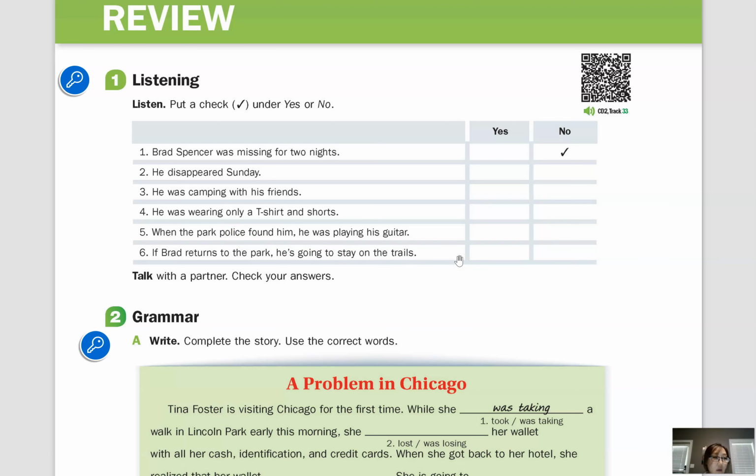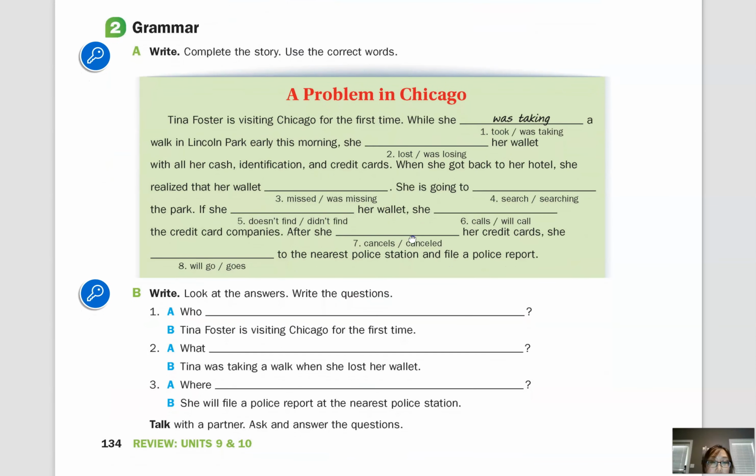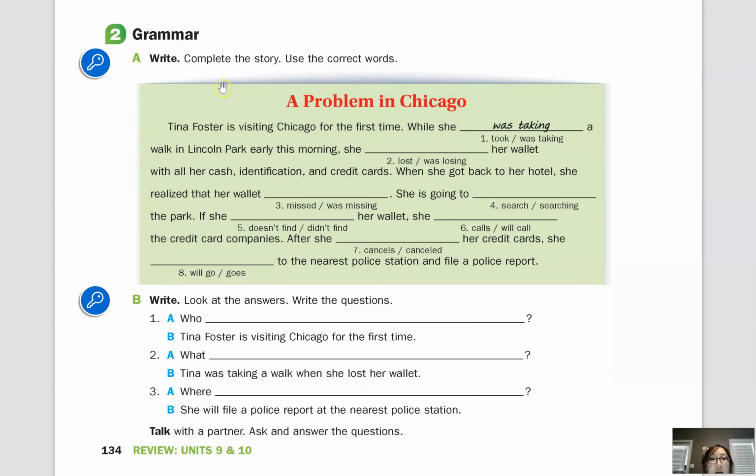Okay, so now we are going to look at our grammar review. Complete the story and circle the correct word or phrases. And after you've finished, make questions for the sentences, for the answers. Okay? So you can pause the video and continue when you're finished. Okay, let's look at this together.